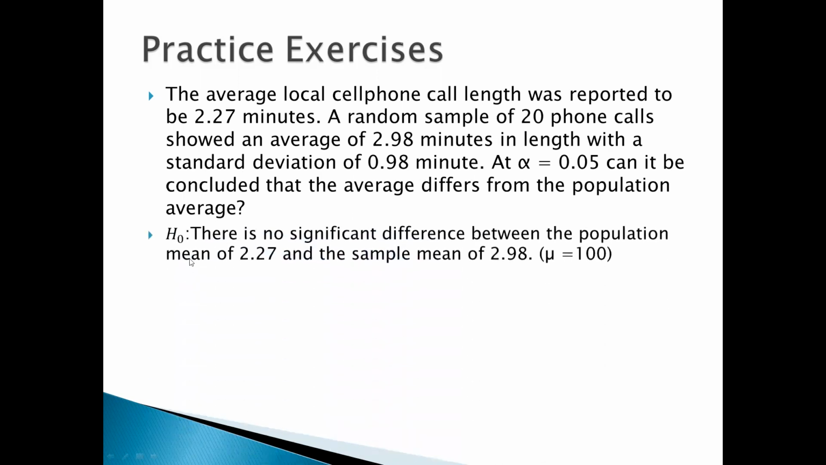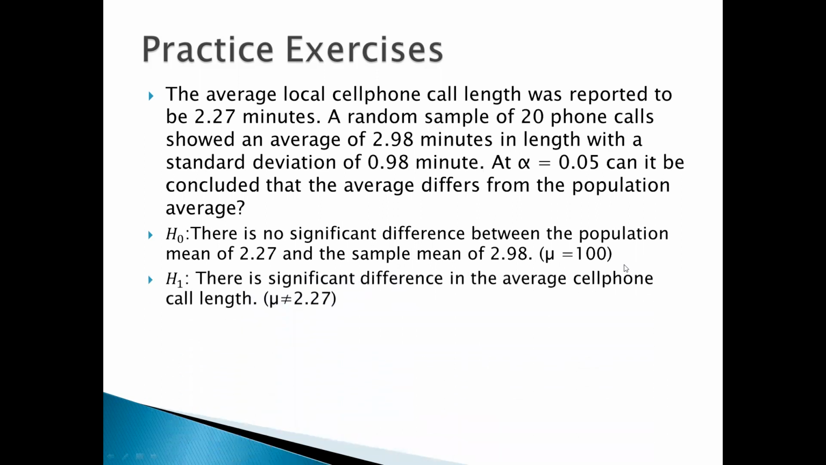So therefore, H0, or the null hypothesis, there is no significant difference between the population mean of 2.27 and the sample mean of 2.98. Mu is equal to, that should be 2.27. And H1, or the alternate hypothesis, there is a significant difference in the average cell phone call length, which gives us mu is not equal to 2.27.